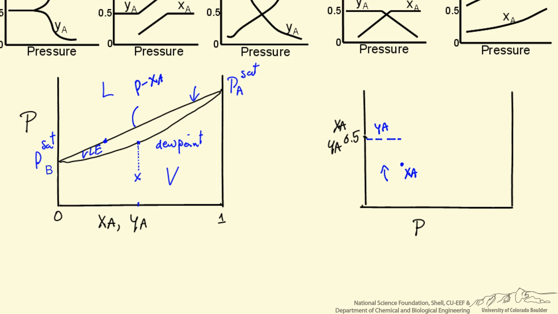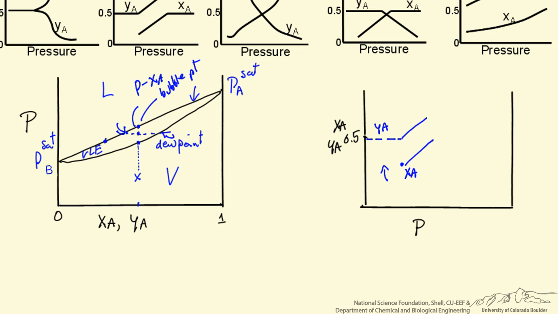And then as we continue to increase the pressure, for example, we get to this pressure, this is the X of A here that's in equilibrium with this Y of A. So you can see both X of A and Y of A increase. I'll draw them as straight lines just for convenience. And this will continue to happen until XA equals the original YA, 0.5. This is now the bubble point.